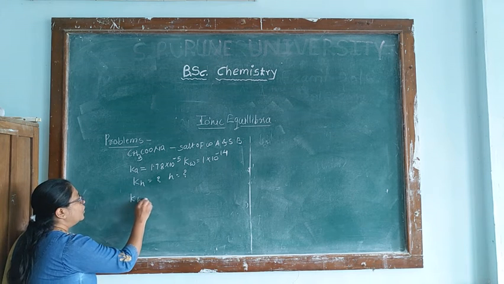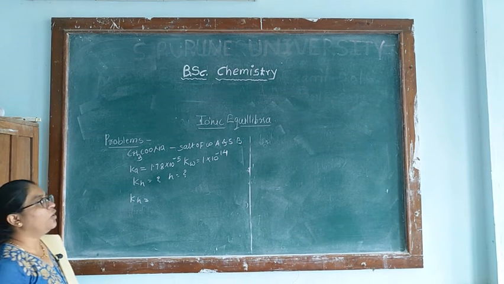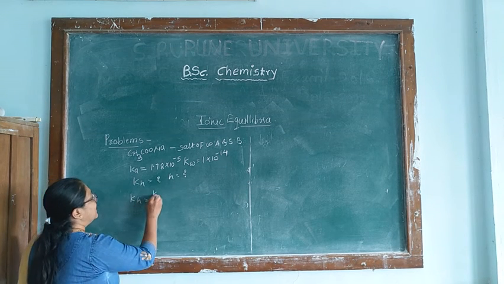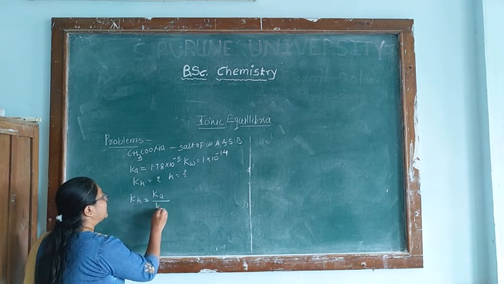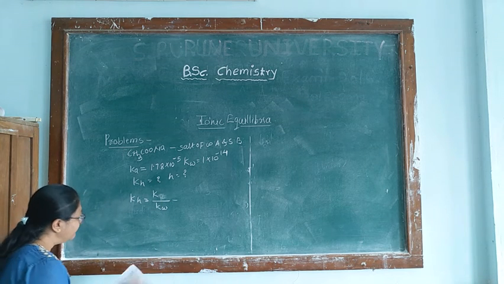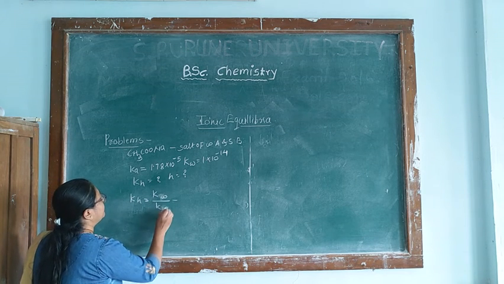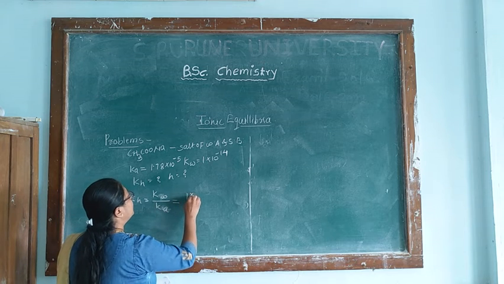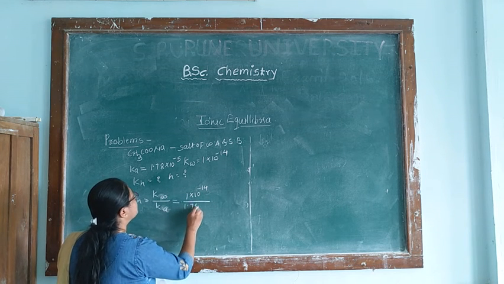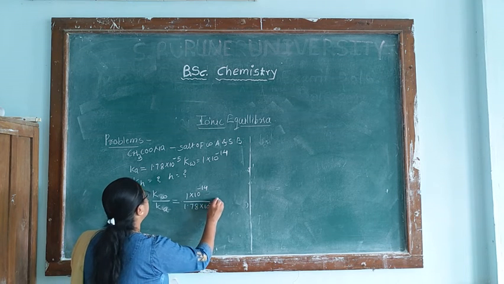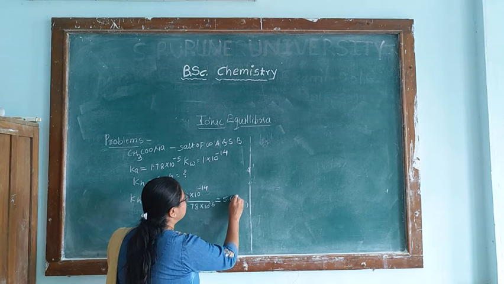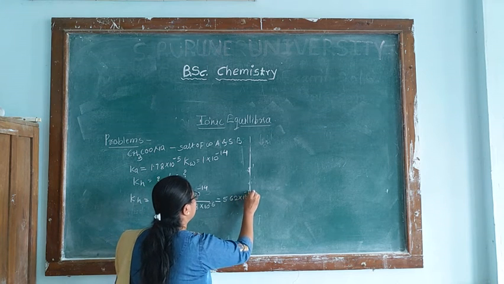Therefore, for the salt of a weak acid and a strong base, the hydrolysis constant formula is Kw divided by Ka. So let's substitute the values. 1 into 10 to the power minus 14 divided by Ka, which is 1.78 into 10 to the power minus 5. That means the hydrolysis constant comes out to be 5.62 into 10 to the power minus 10.